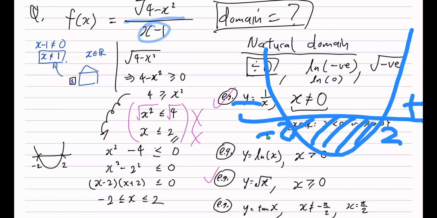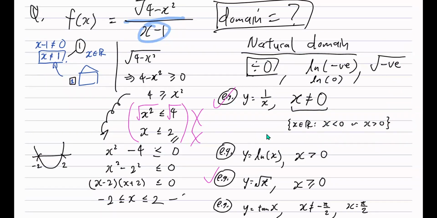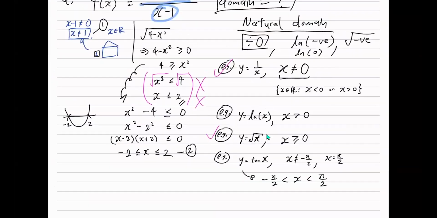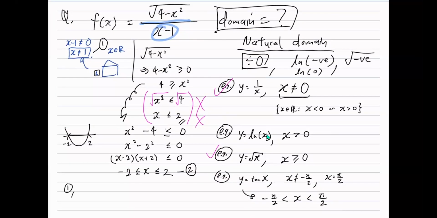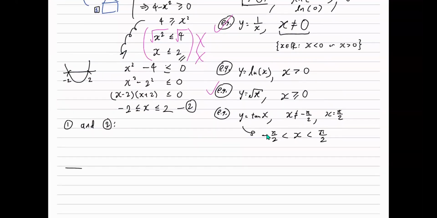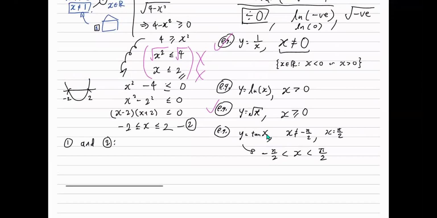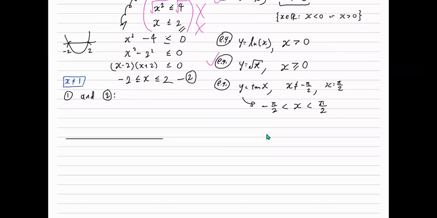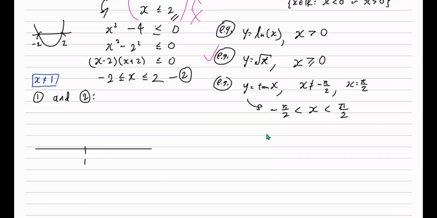I'll call this condition 1 and this condition 2. In order to have a domain, you're supposed to satisfy condition 1 and condition 2 at the same time. So let's draw a number line to represent conditions 1 and 2. Condition 1, let me just copy it so I can have it on the same screen. Here's 1. The first condition is saying all values of x except for 1. So it's really just this picture here: all values of x, but not 1.